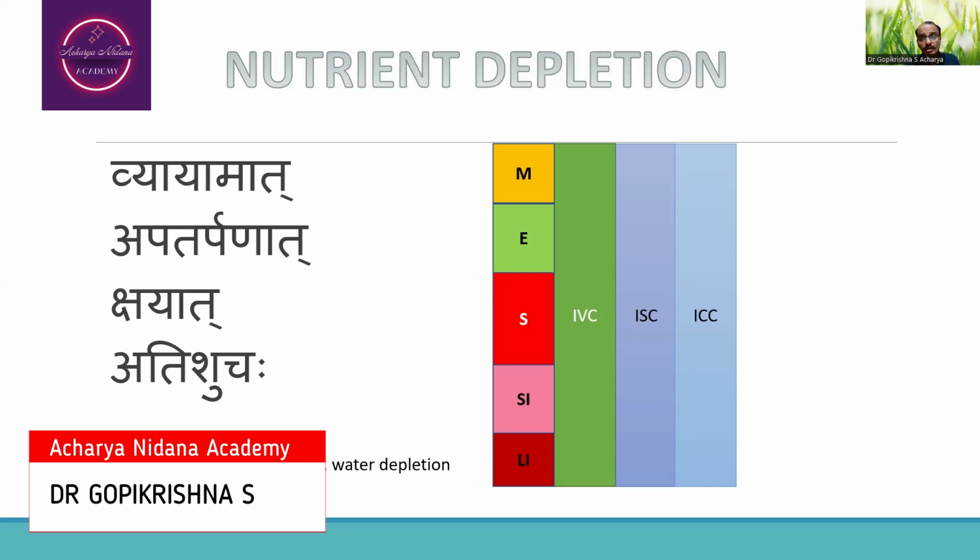When you say nutrient depletion, the initial depletion will be carbohydrate. That means it is the glucose that is going to get depleted in the body, which will be followed by fat depletion, which will be followed by protein depletion. Along with that, there will be depletion of micronutrients, such as electrolytes, as well as water depletion.